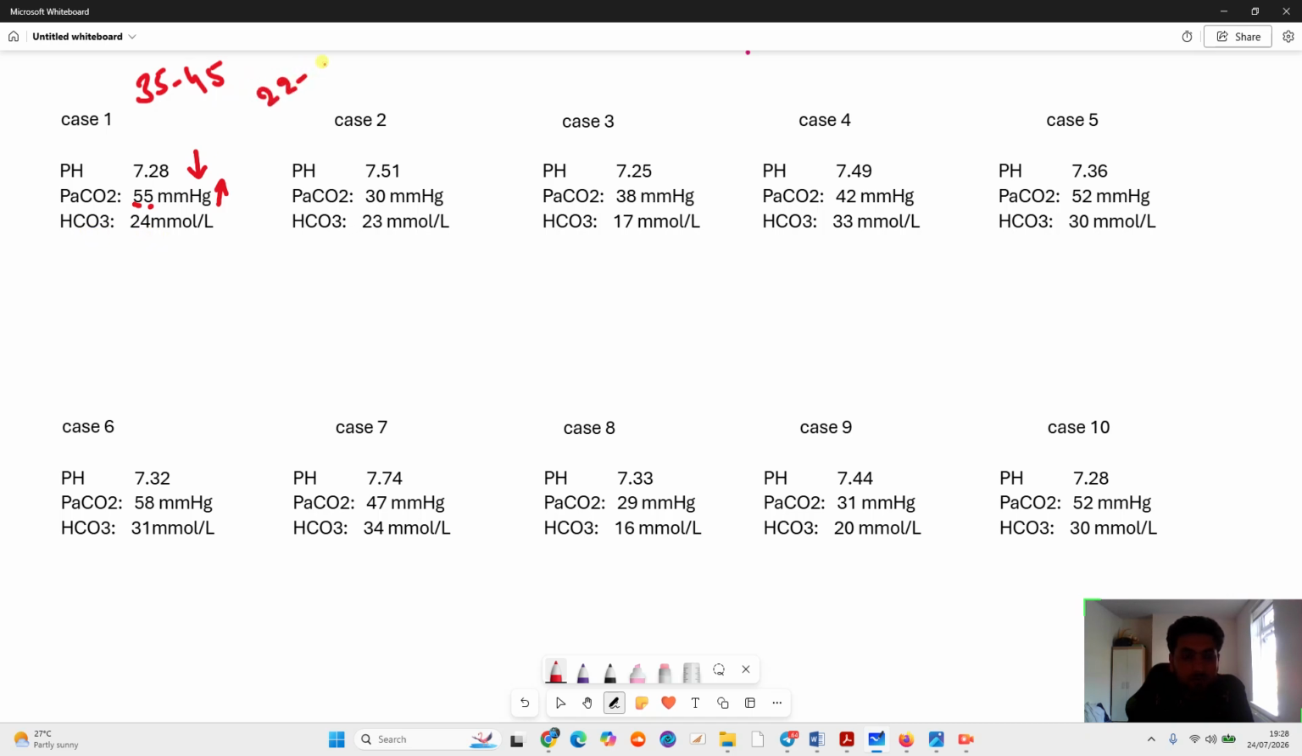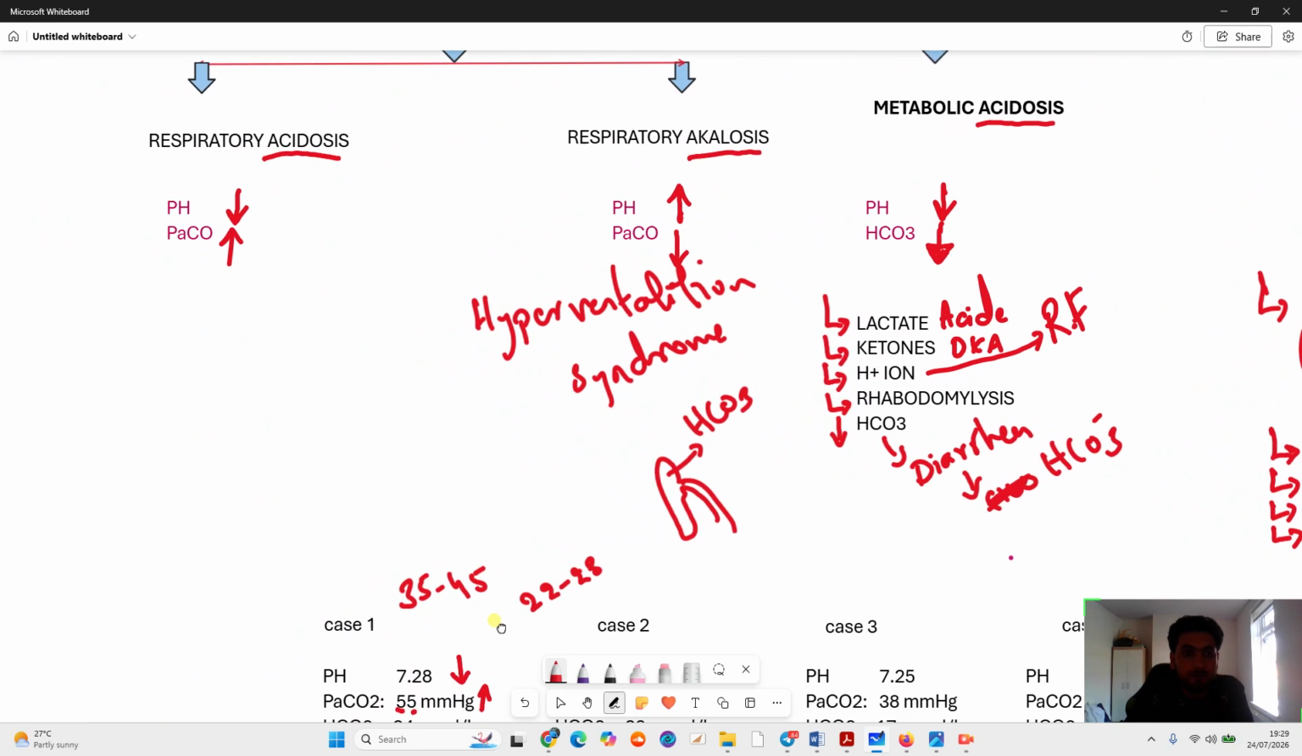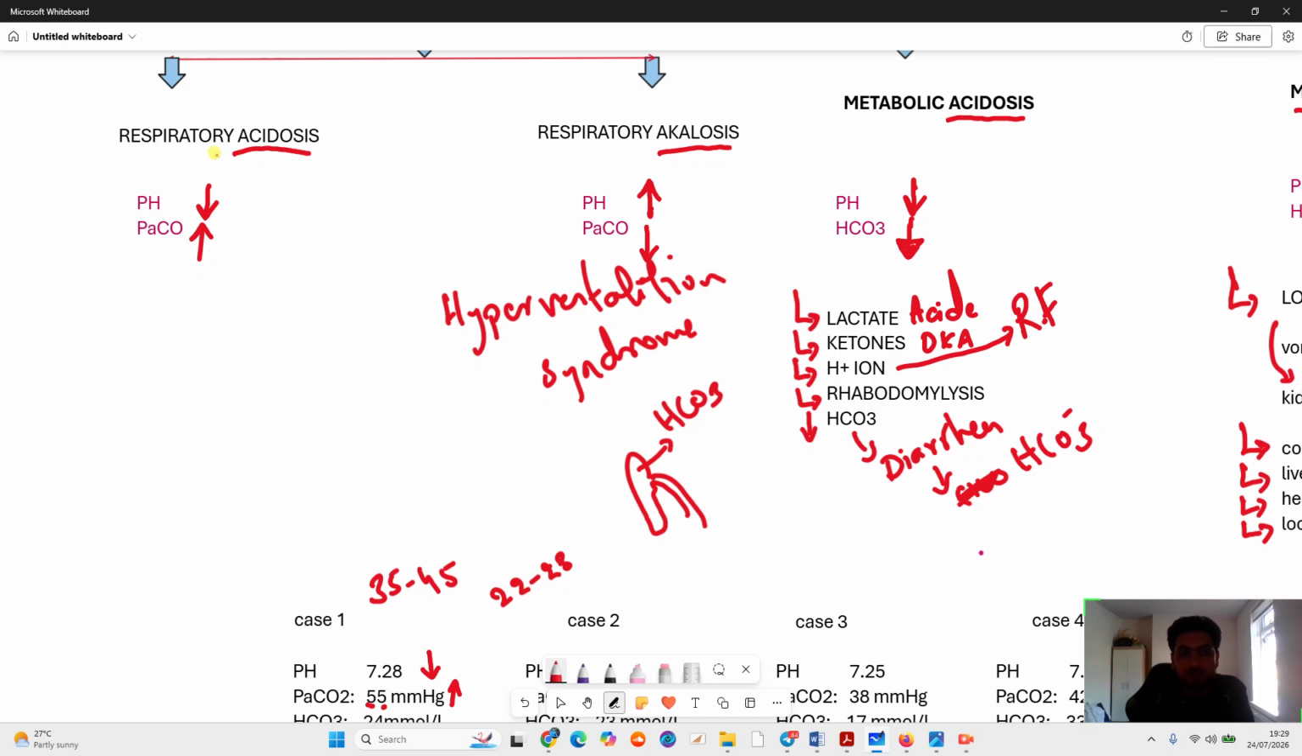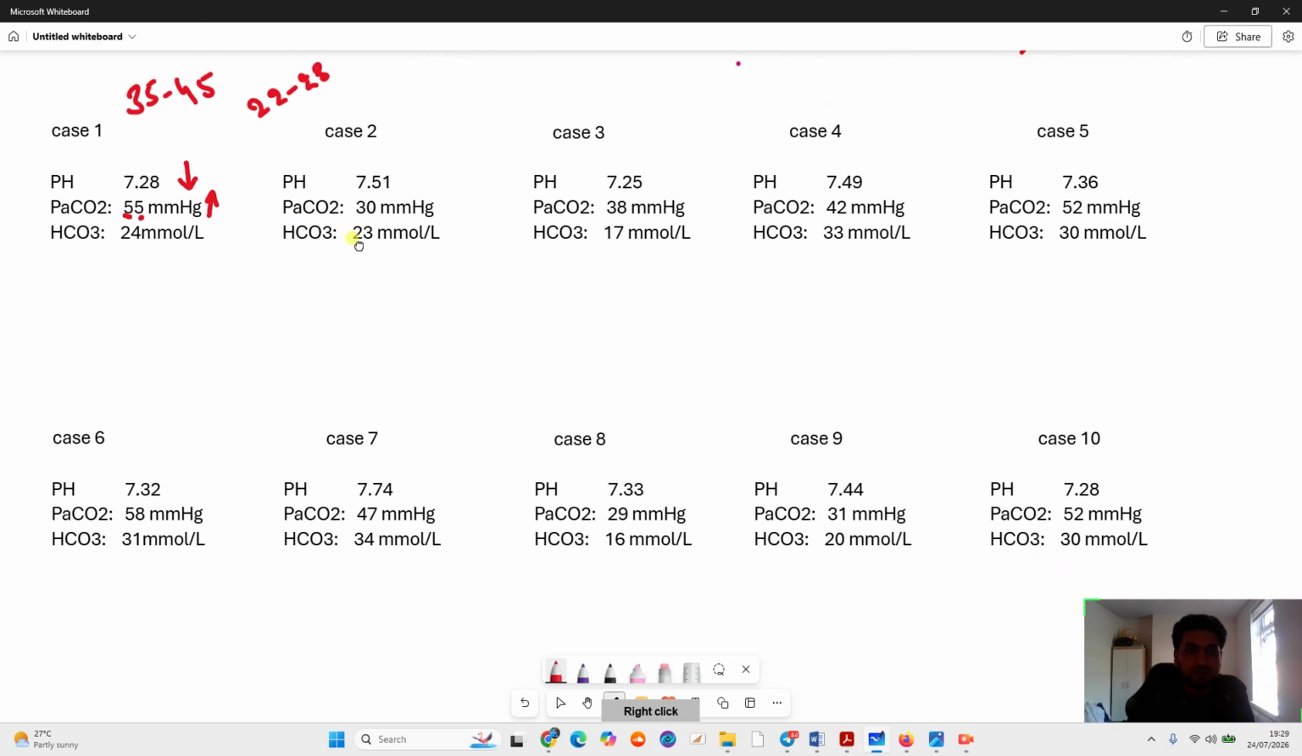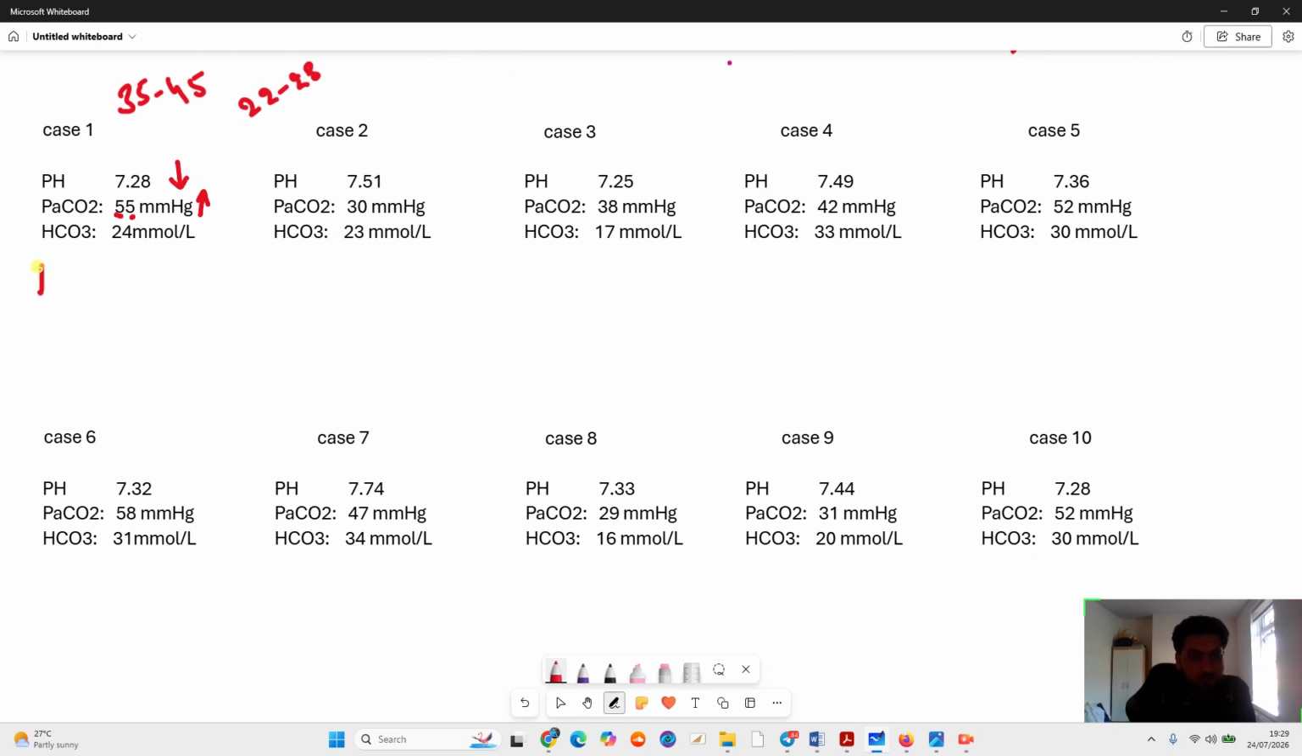And the normal value of the bicarbonate, we know it's between 22 up to 28. So bicarbonate is in normal condition or normal level. So in that case, we know respiratory is involved. And if we look here, that is what? Respiratory acidosis. So that is respiratory acidosis.